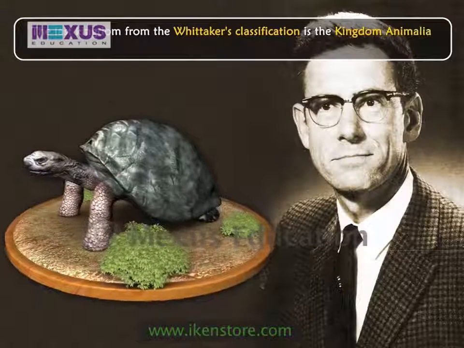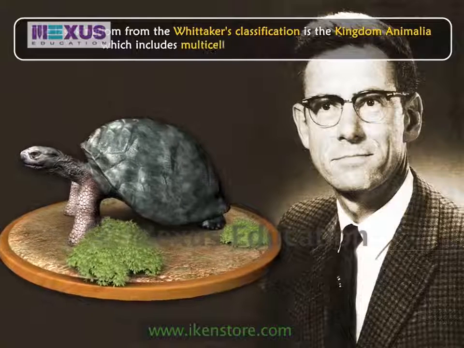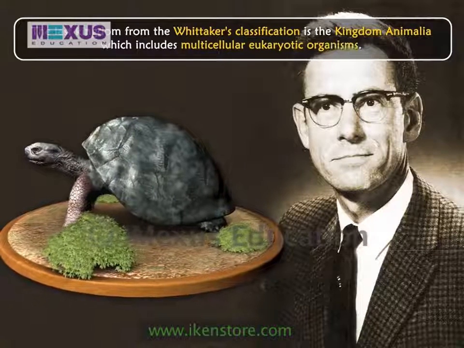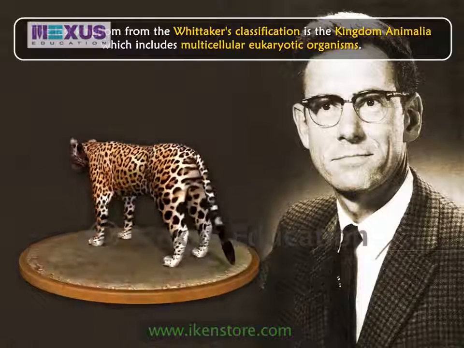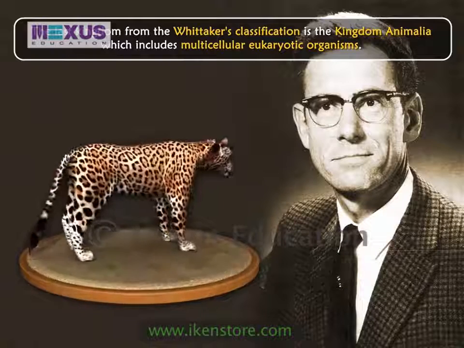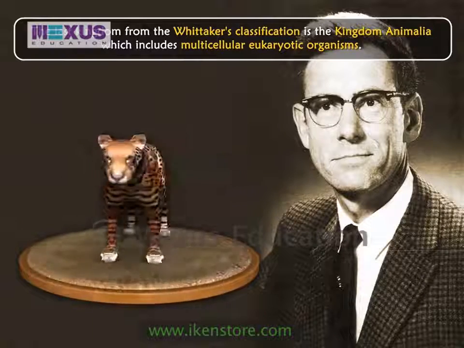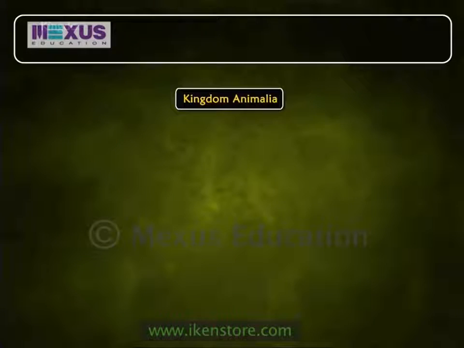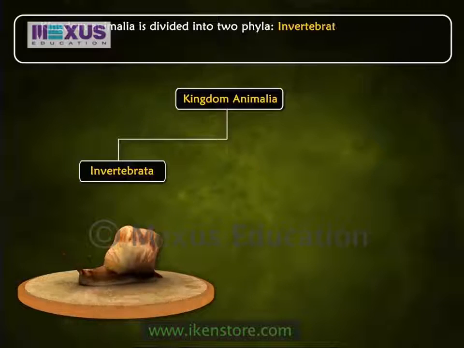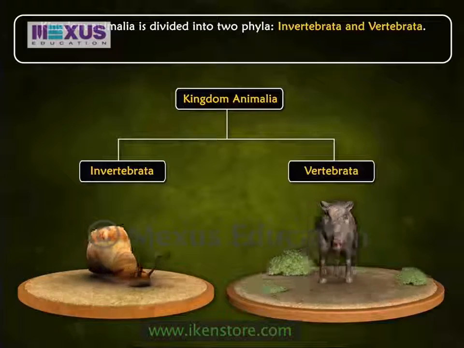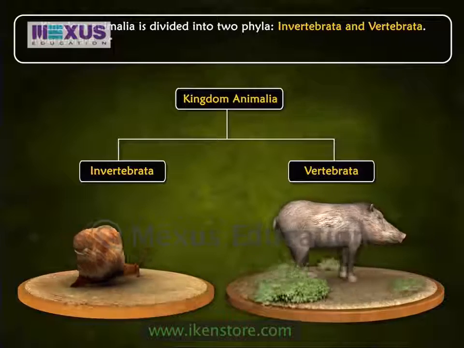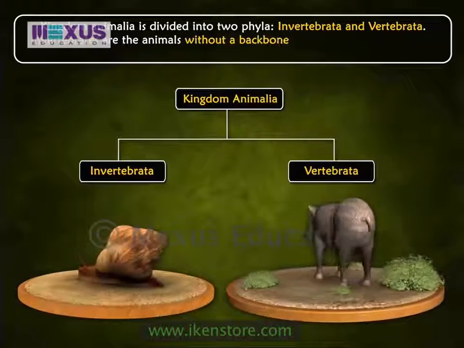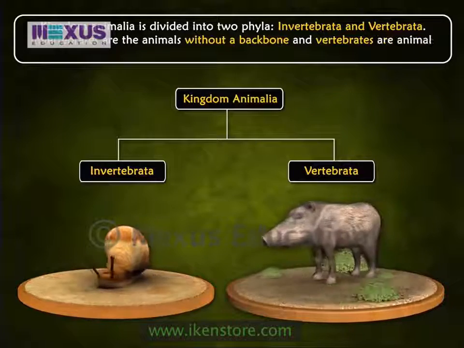The last kingdom from the Whittaker's classification is the Kingdom Animalia, which includes multicellular eukaryotic organisms. Most animals show a high level of tissue differentiation. Kingdom Animalia is divided into two phyla, Invertebrata and Vertebrata. Invertebrates are the animals without a backbone, and vertebrates are animals with backbones.